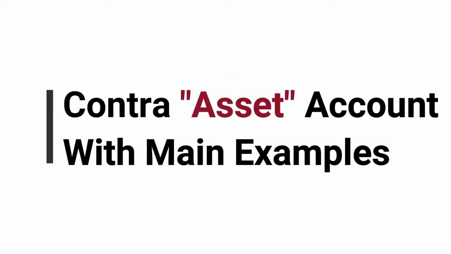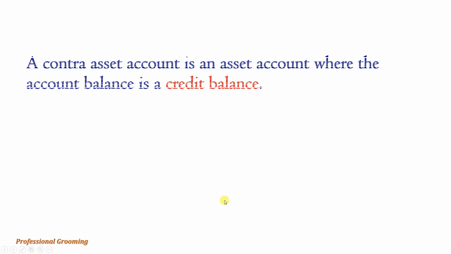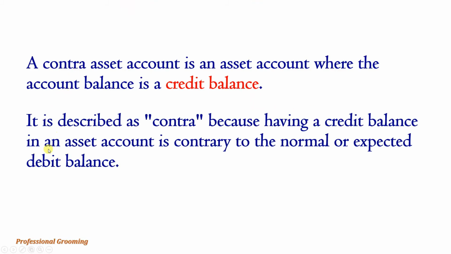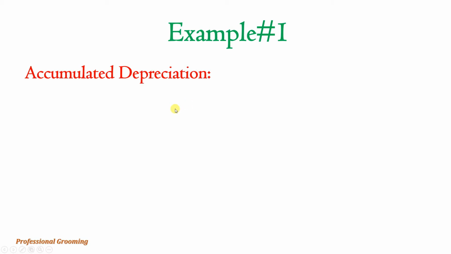Let's move ahead to the contra asset account with many examples. A contra asset account is an asset account where the account balance is a credit balance. As I told you earlier, an asset account is normally debit, so when we create a contra account, that is always credit. It is described as contra because having a credit balance in an asset account is contrary to the normal or expected debit balance. Let's move ahead to example number 1, accumulated depreciation.